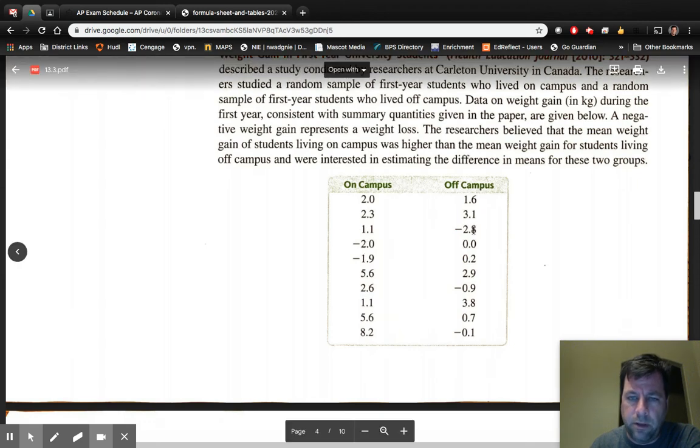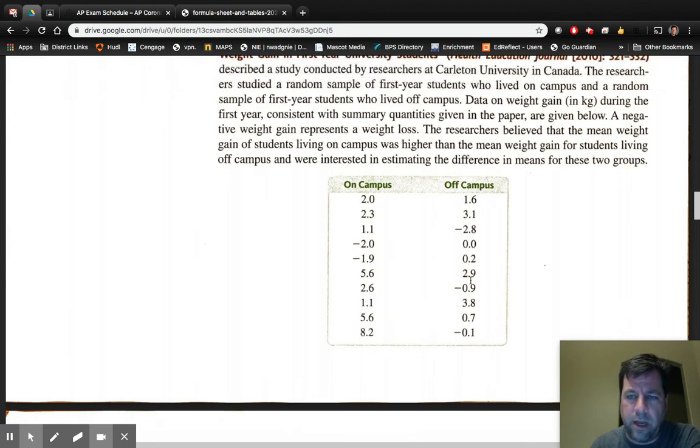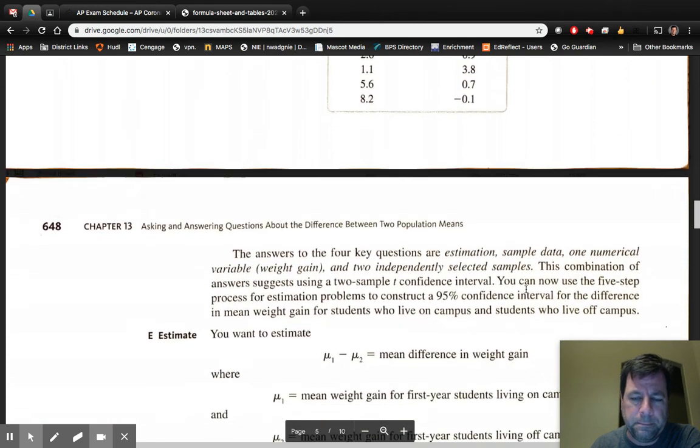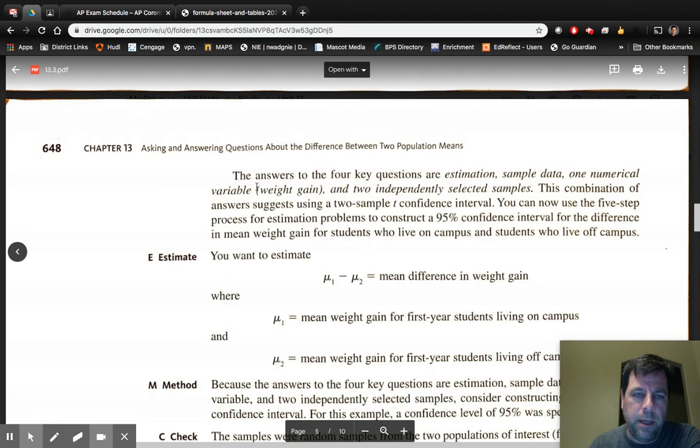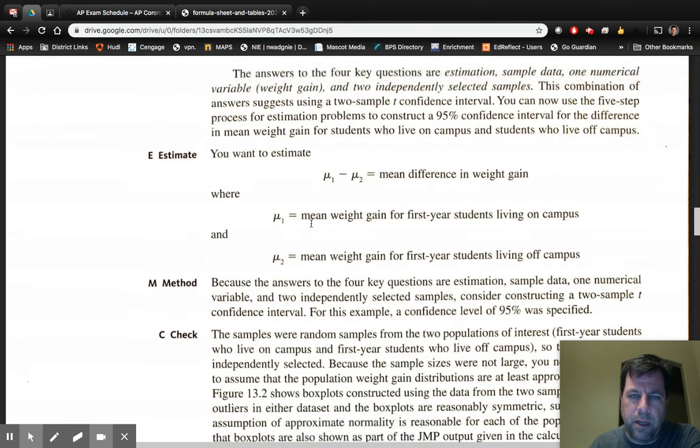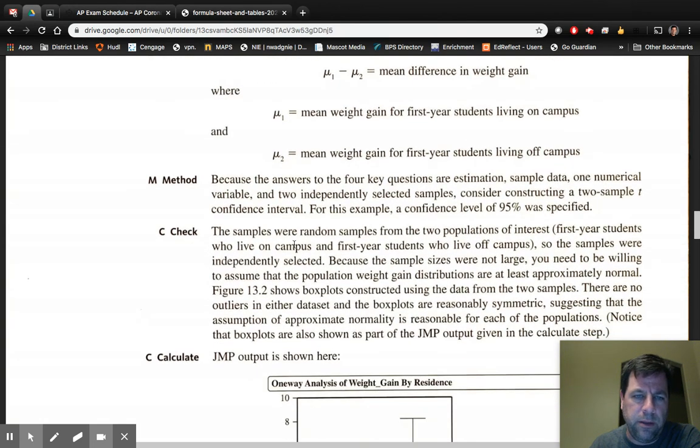Off campus, this one lost. This one stayed exactly the same. The 15 looks like it's way off according to this data. Mu1 minus mu2, and so on. There's the method. There's the check conditions.